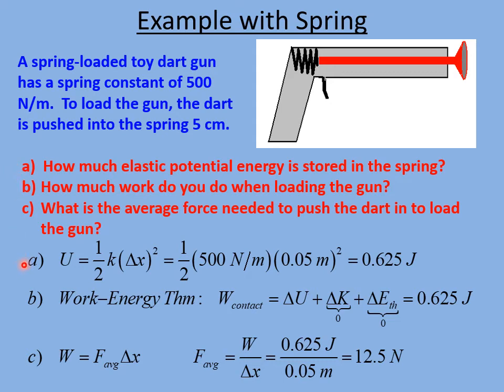So part A, remember that elastic potential energy, we saw this in an earlier part of this chapter's lecture. The spring potential energy is given by 1/2 k delta x squared. All right, this is our equation for elastic potential energy. So I have 1/2 times the spring constant, which is 500, and delta x, that's how far the spring is pushed. So it's 5 centimeters, which is 0.05 meters. And remember, again, we have to square that value. So when you do all this math here, you end up with 0.625 joules.